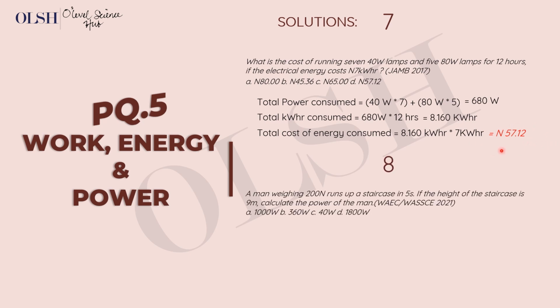Okay, so question number 8. A man weighing 200 newtons runs up a staircase in 5 seconds. If the height of the staircase is 9 meters, calculate the power of the man. All right, so this is another easy case. We have our parameters to be 200 newtons for weight, 5 seconds for time, 9 meters for height, and we're asked to find power. We know power is work done over time, which is same as force times distance over time.